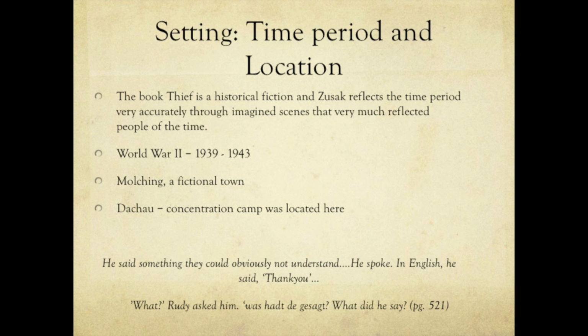Between the real German towns of Munich and Dachau lies the fictitious town called Mulching, said best by you and me as Mulking.